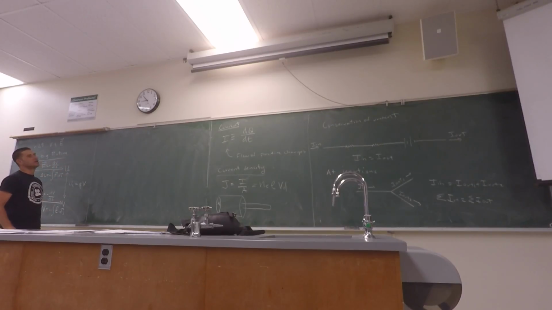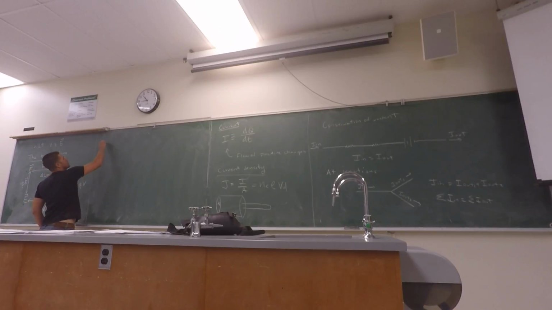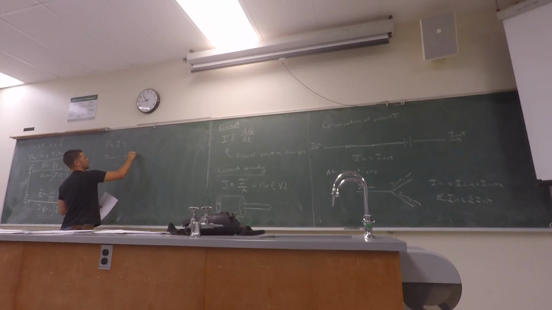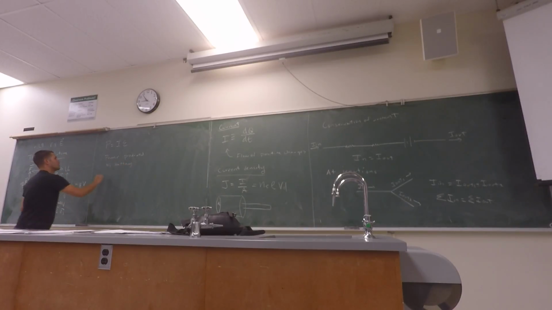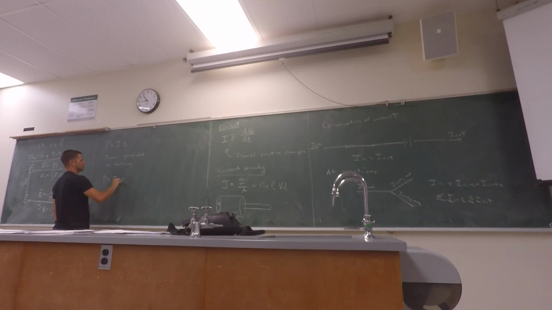Okay, now one thing to remember is that power equals IE, okay? So don't forget the power. This is power produced by a battery. If you had some resistor, the power dissipated by the resistor would be equal to I delta V. Okay, that's the power dissipated by a resistor.